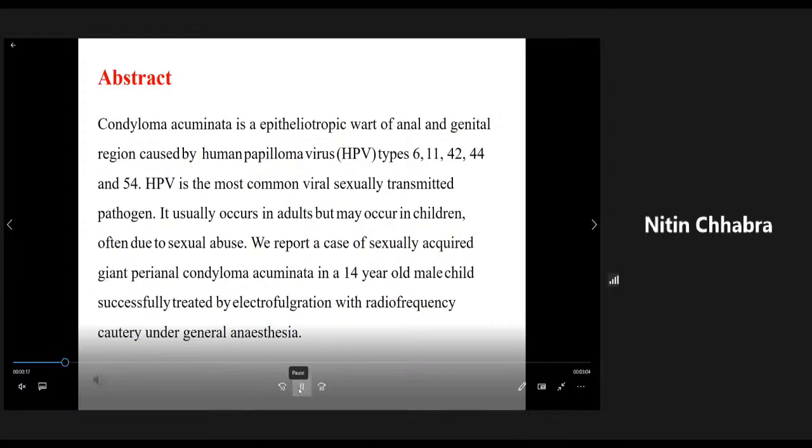Abstract. Condyloma acuminata is an epitheliotrophic wart of anal and genital region caused by human papilloma virus types 6, 11, 42, 44, and 54. HPV is the most common viral sexually transmitted pathogen. It usually occurs in adults but may occur in children, often due to sexual abuse. We report a case of sexually acquired giant perianal condyloma acuminata in a 14-year-old male child successfully treated by electrofulguration with radiofrequency cautery under general anesthesia.